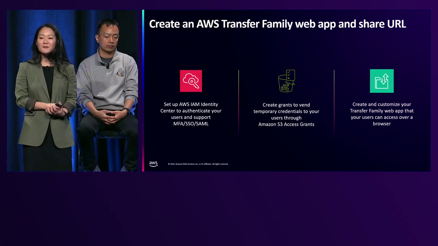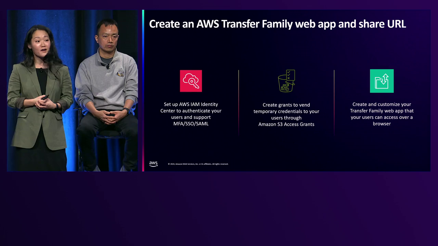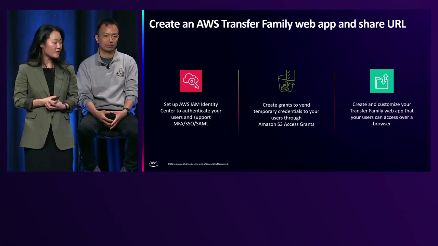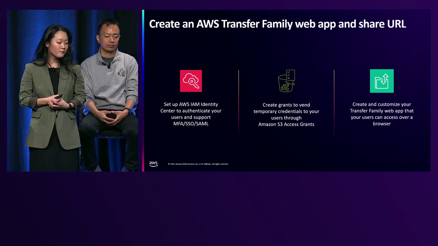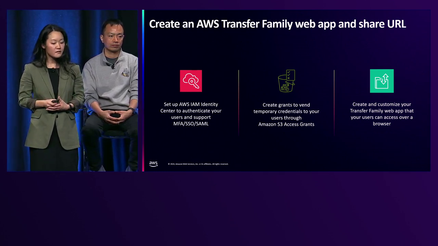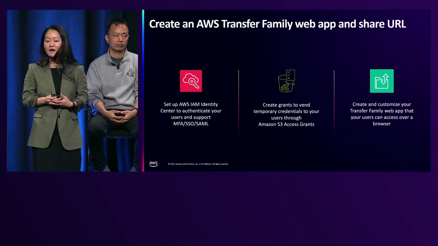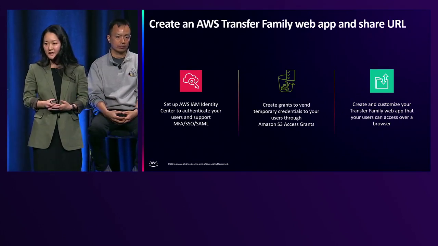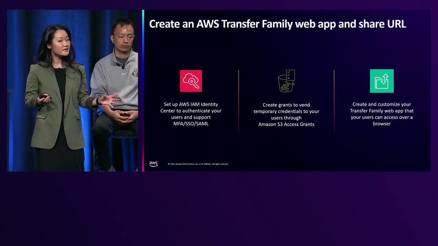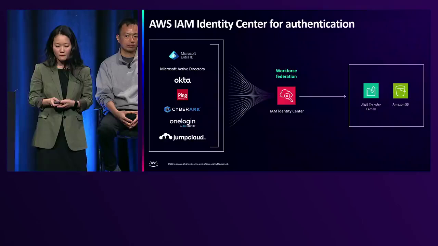Cool. So let's put our admin hats on. When we think about creating a web app, there are 3 components. User authentication is driven through AWS IAM Identity Center, which also offers MFA and enables SSO. And then your user access controls, user permissions, are driven through S3 access grants. Finally, these 2 components, Identity Center and S3 access grants, feed into Transfer Family web apps.